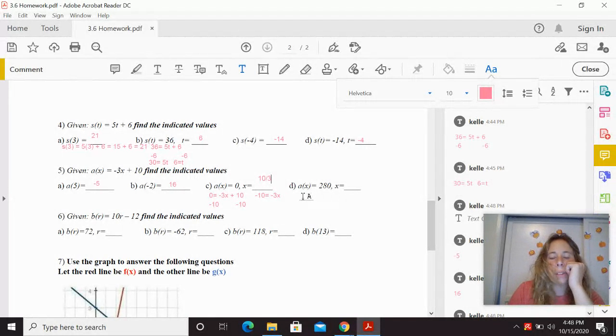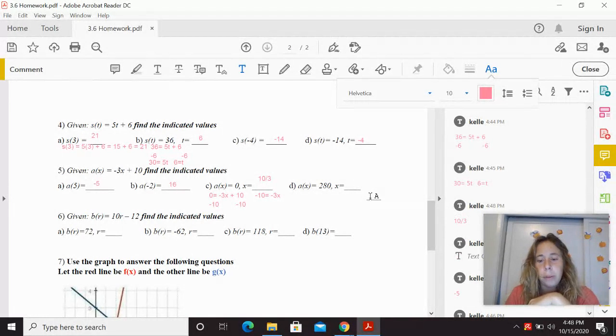Okay, a of x equals 280. Same idea. You would substitute 280 in for a of x and then solve. So it would be 280 equals negative 3x plus 10. Subtract 10. So then you would have 270 equals negative 3x. You would divide by negative 3, which would give you negative 90.